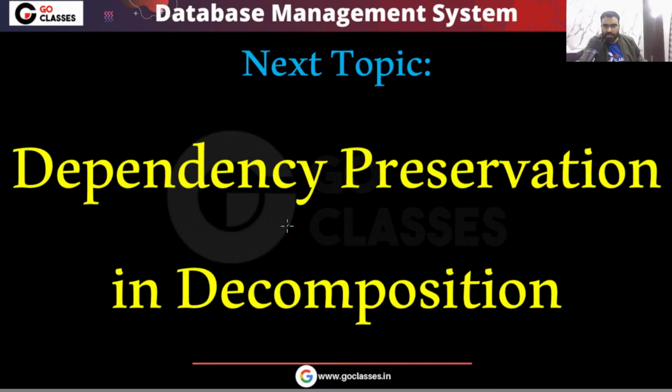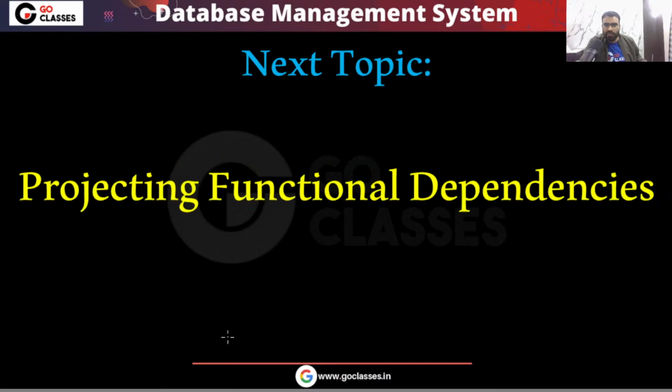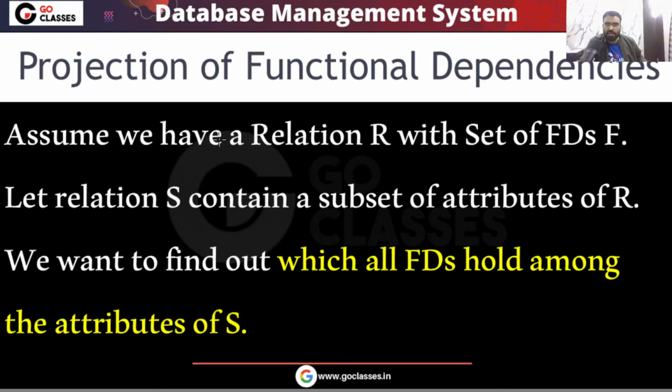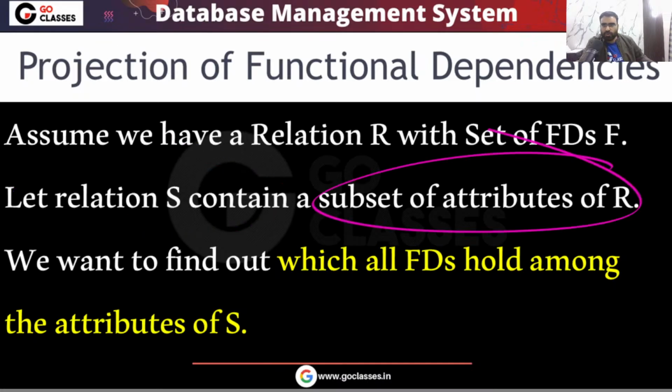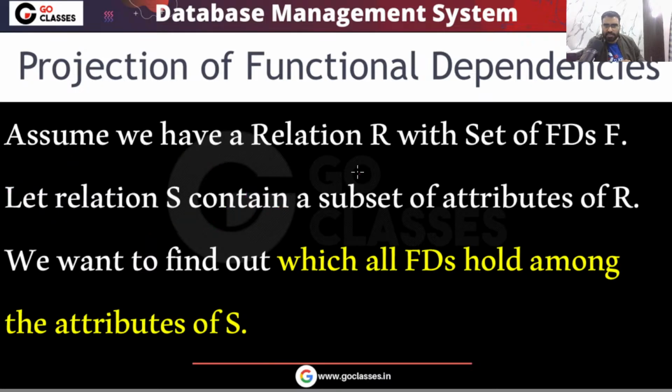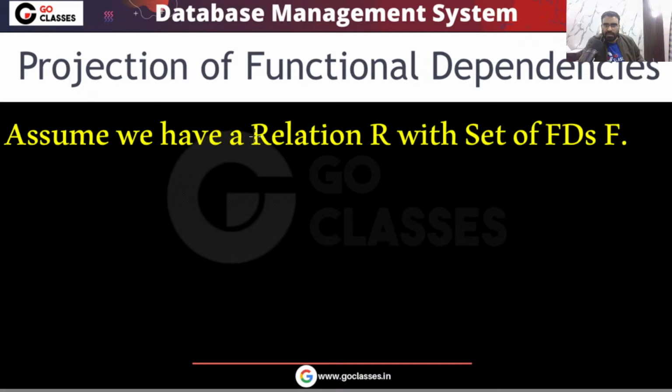Before we study dependency preservation in the decomposition, we need to study what is projection of functional dependencies. So this topic, projecting functional dependencies. What is the meaning of projection of functional dependencies? Assume you have a relation R with set of functional dependencies F. Now let's assume that you take a subrelation of R. Let relation S contain a subset of attributes of R. Means this relation S is a subrelation of R. Then we want to find out which functional dependencies will hold on the relation S. This is called projection of functional dependencies. Please understand what this means.